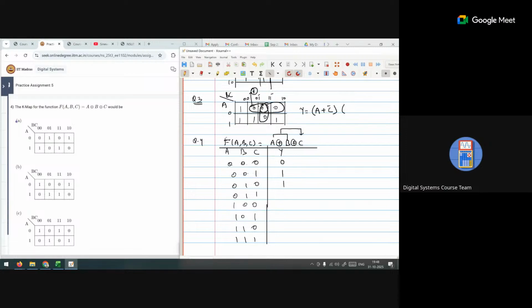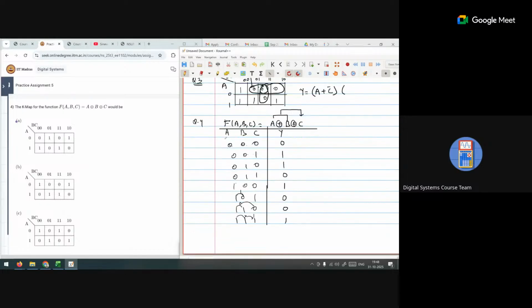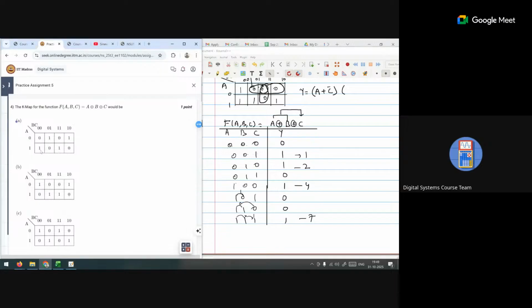Then 1 1 is 0, and 1 0 is 1, and 1 with 0 is 1. 1 0 is 1, and this 1 with 1 is 0. 1 1 is 0, and this 0 with 0 is 0. 1 1 is 0, and this 0 with 1 is 1. Okay, so you are getting 1 at 1, 2, 4, and 7. 1, 2, 4, and 7.